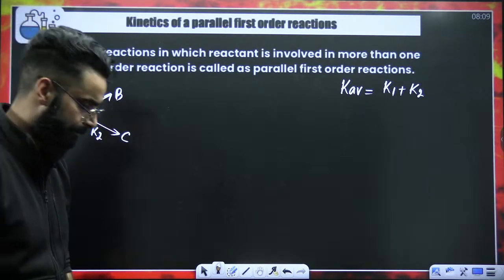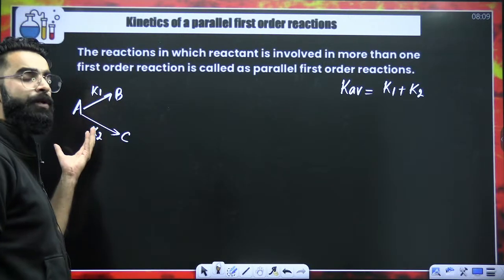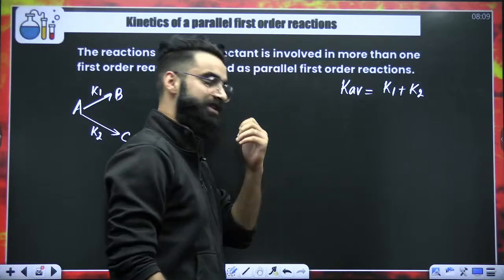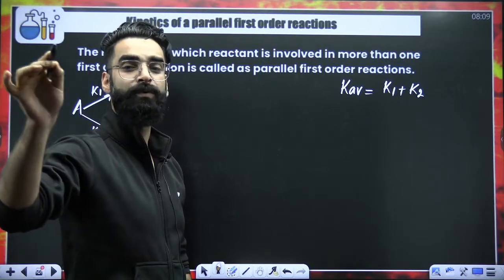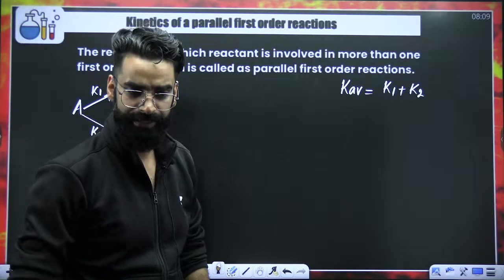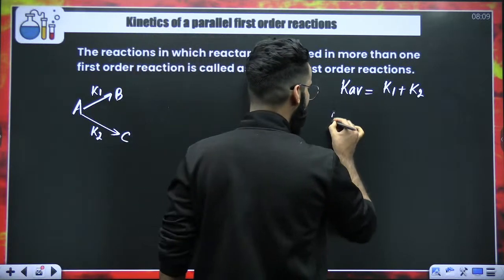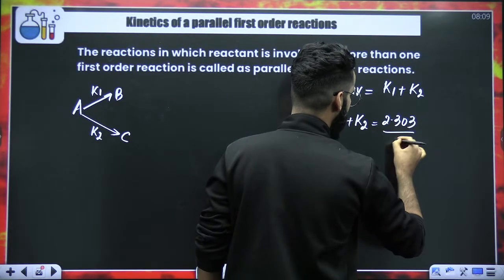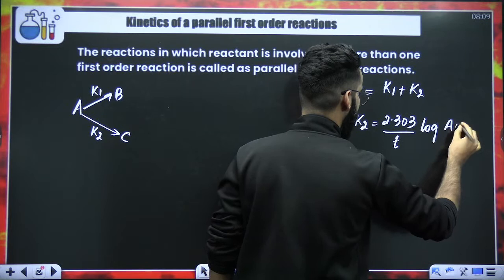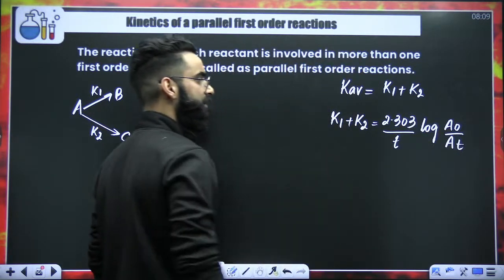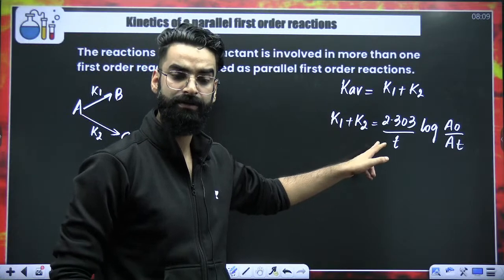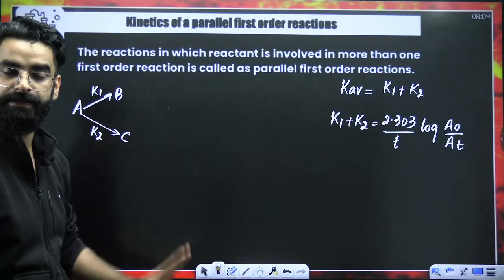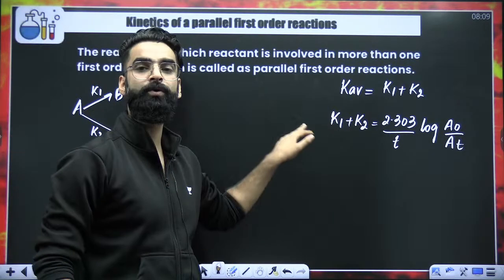Point number 2, my dear students. If you ask me what is the integrated rate equation for this parallel first order reaction, it is the same. What was the integrated rate equation for the general first order reaction? K is equal to 2.303 divided by t log of A naught divided by A t, right? But here instead of K, I'll be writing K1 plus K2. So K1 plus K2 is equal to 2.303 divided by t, log of A naught divided by A t. This is the integrated rate equation for the parallel first order reaction like this. A gives B, A gives C. Just in place of K, I wrote K1 plus K2.